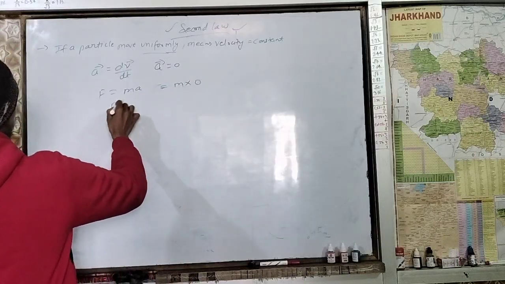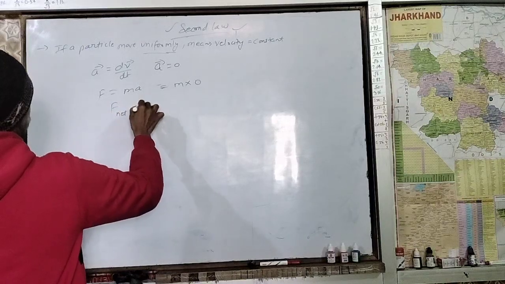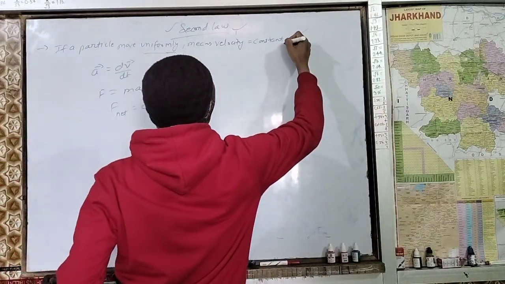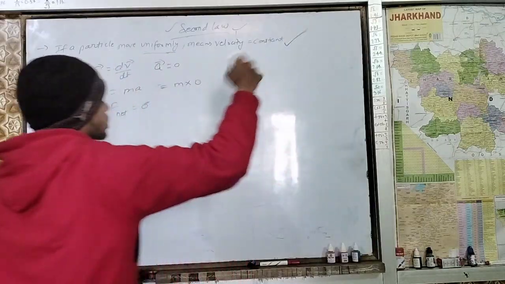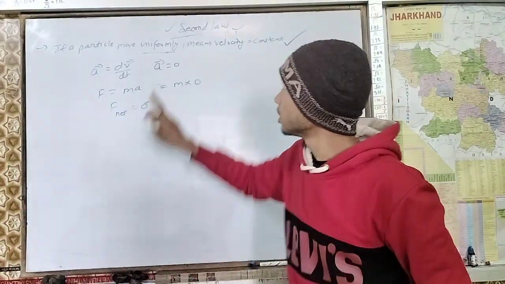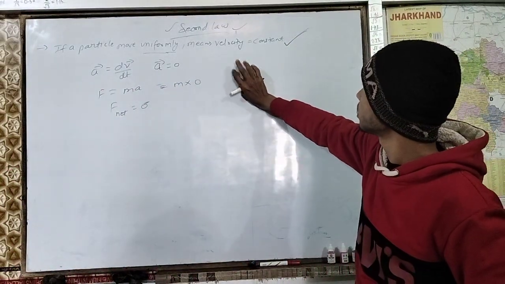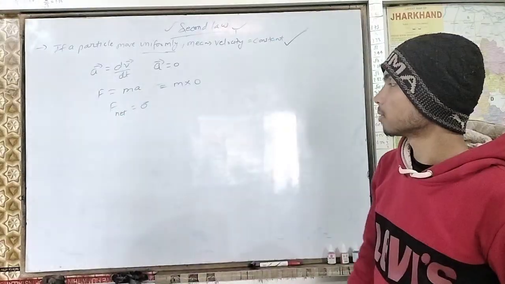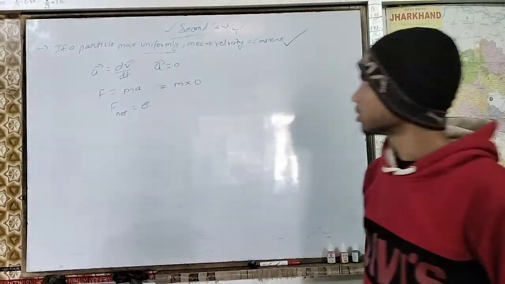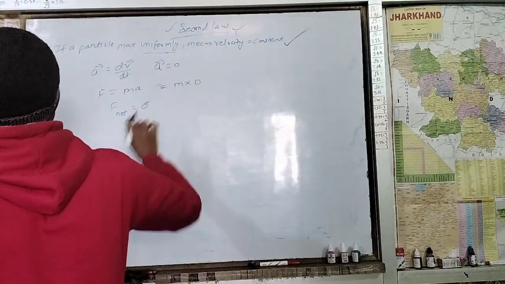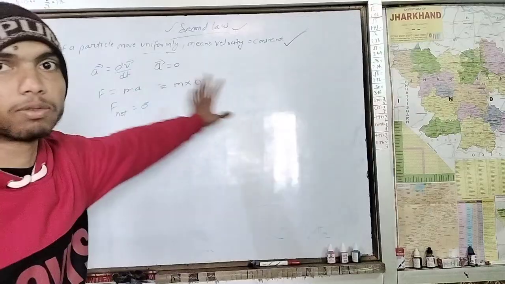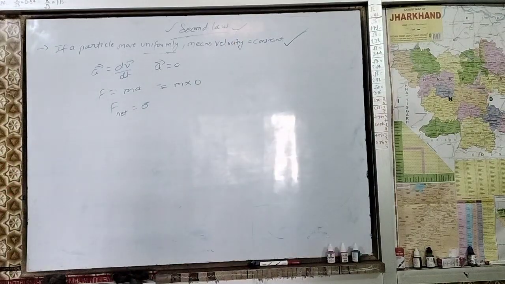So external force is coming zero. This is following the first law of motion. This statement is following the first law of motion. The reason is net force is zero, external force is zero. This is our fact. Remember, if velocity is constant, acceleration will become zero, and external force F net will come as zero.